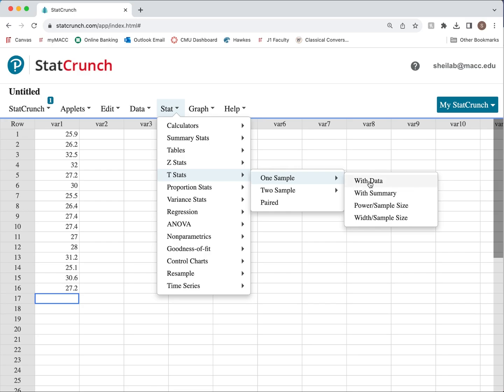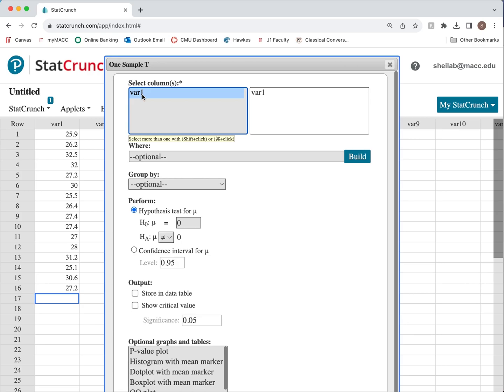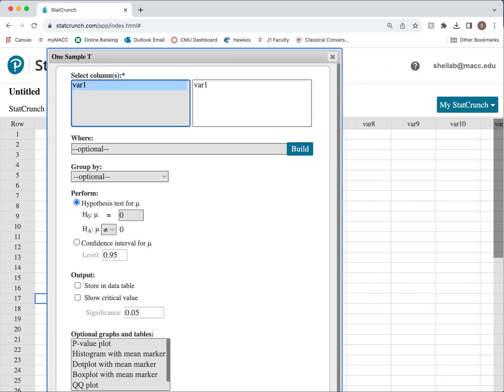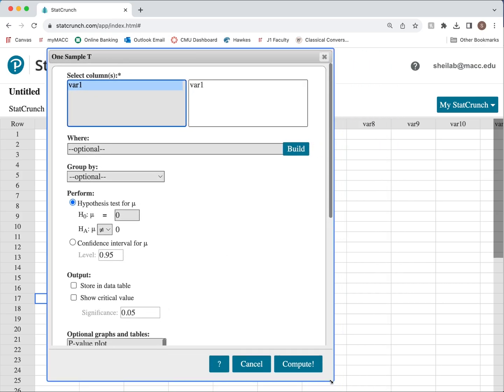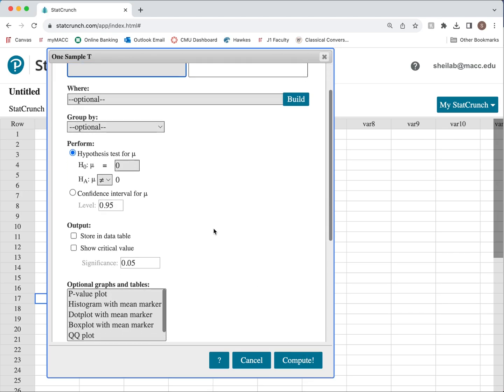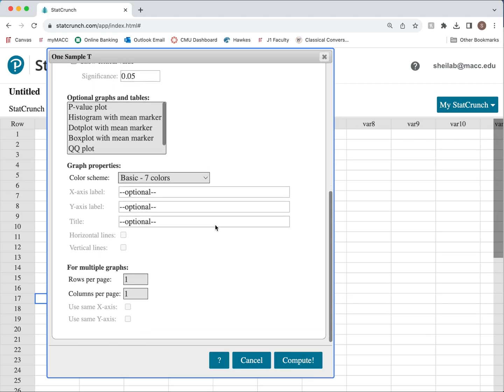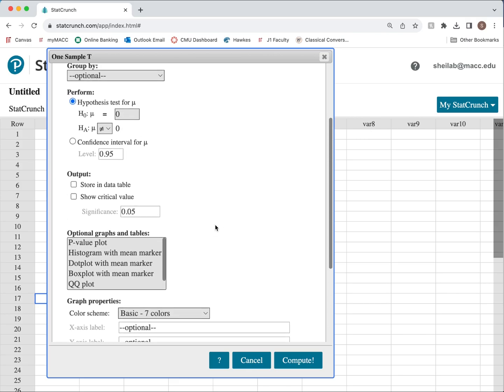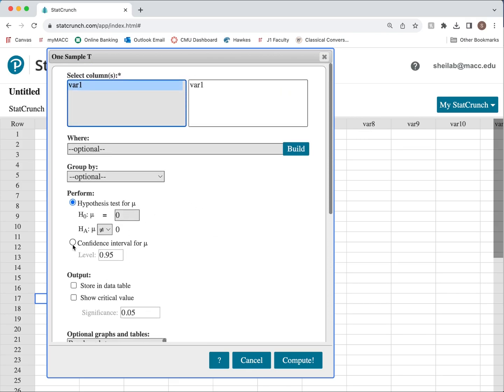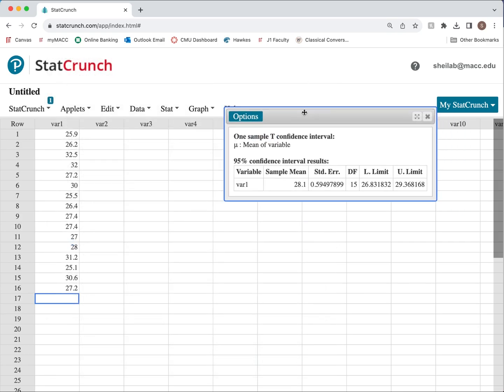All right. For this particular problem, we have data. So we're going to be looking at our data, and that is in var 1. There's a lot of information, a lot of things you could pull out of here. We don't need any of that. We are simply doing a confidence interval. And what's my percentage? 95%. So we've already got it. And then we compute that confidence interval.